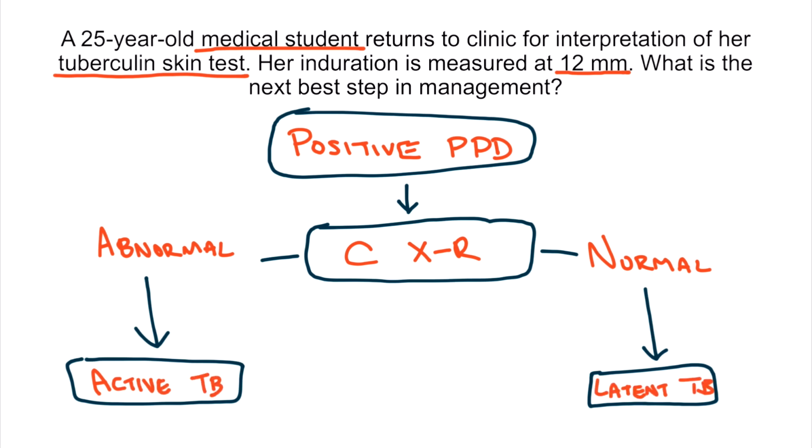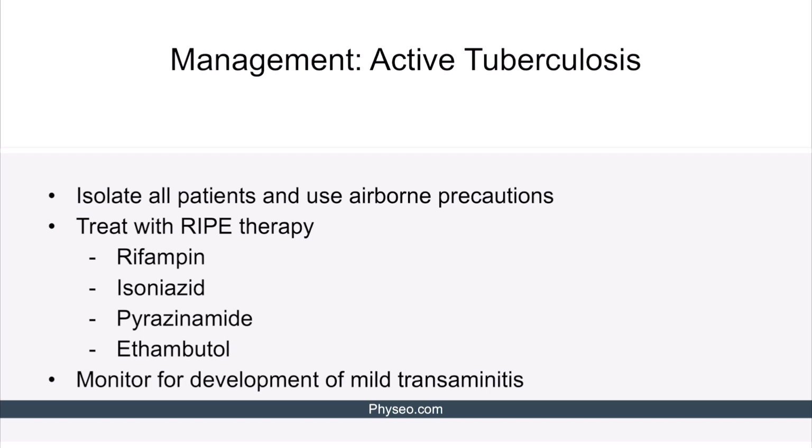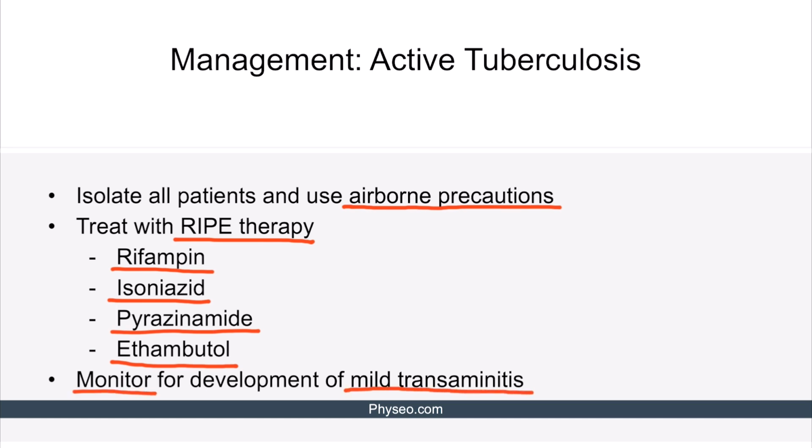diagnosis of latent TB. The first step in management of confirmed active TB is to isolate all patients and use airborne precautions. Next, these patients should be treated with the so-called RIPE therapy, which includes a course of rifampin, isoniazid, pyrazinamide, and ethambutol. Generally speaking, patients take all 4 of these drugs for 2 months and then subsequently just take rifampin and isoniazid for the following 4 months, and this is usually sufficient to clear the infection. One of the most common adverse effects associated with RIPE therapy is transaminitis. Hence, clinicians should monitor patients for the development of mild transaminitis for the duration of their treatment.